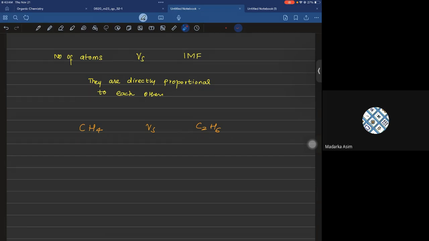Okay, nice. And to overcome those forces, we need more temperature. Exactly. So more atoms, more attraction. More attraction means high boiling point. Fewer atoms, less attraction. Weak attraction means low boiling point.